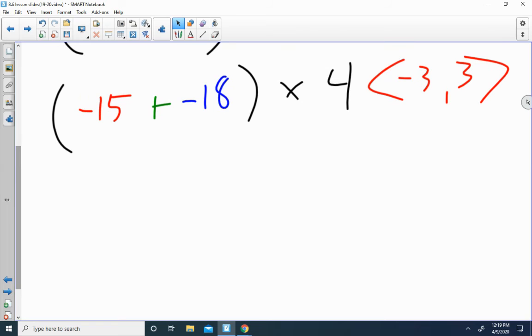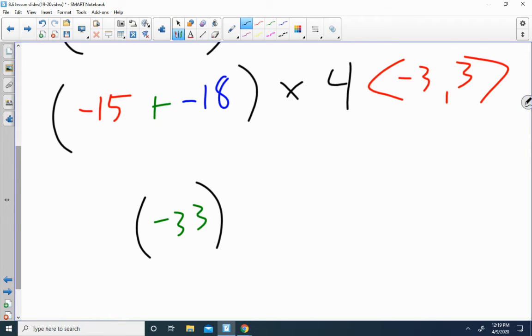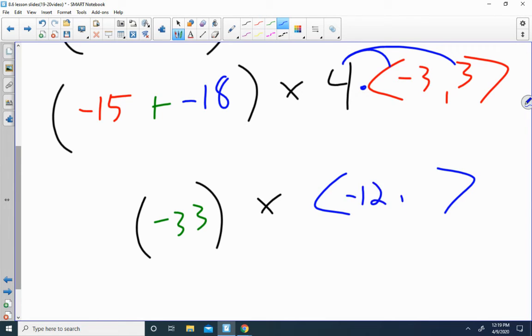Continuing from there, negative 15 plus negative 18, you guys already know, that's going to be negative 33. Then we had to multiply that by 4 times the vector negative 3, comma 3. Now this time it's not a vector times a vector, it's just a vector times a scalar number. So this time you just have to distribute and your answer will just be a vector. So 4 times negative 3 will be negative 12, and then 4 times 3 will give you positive 12.